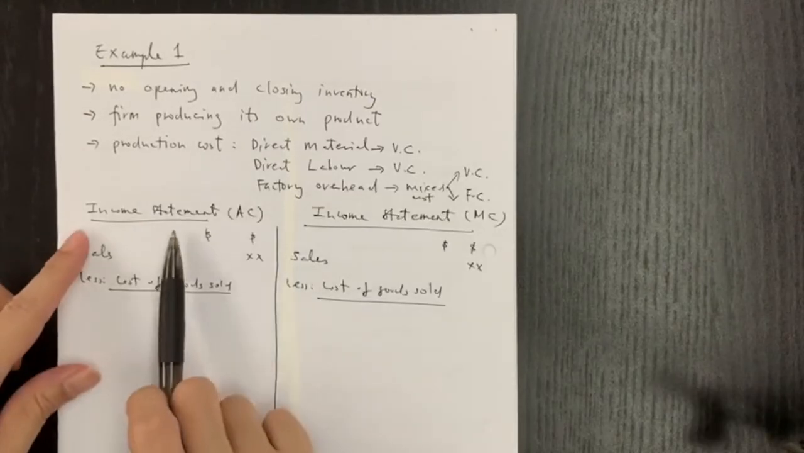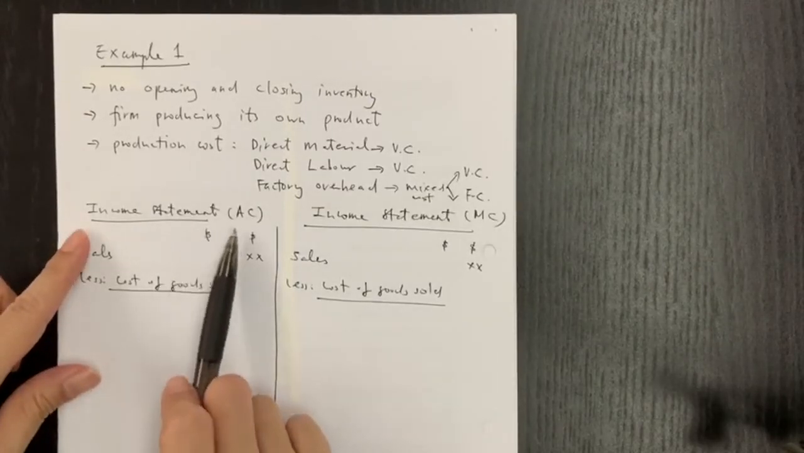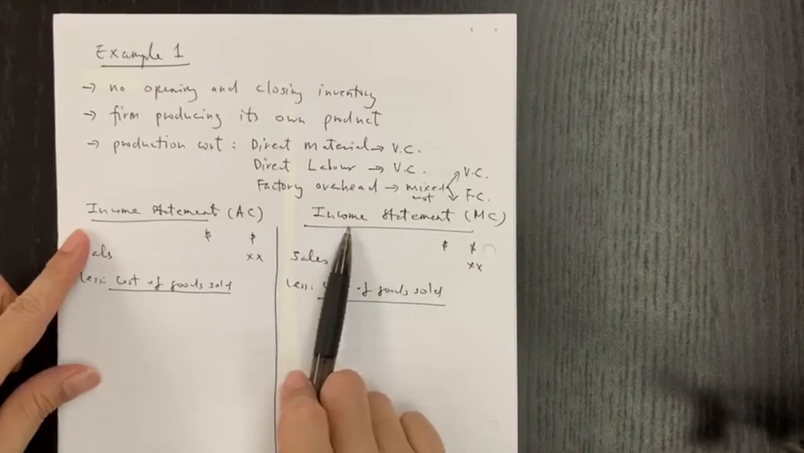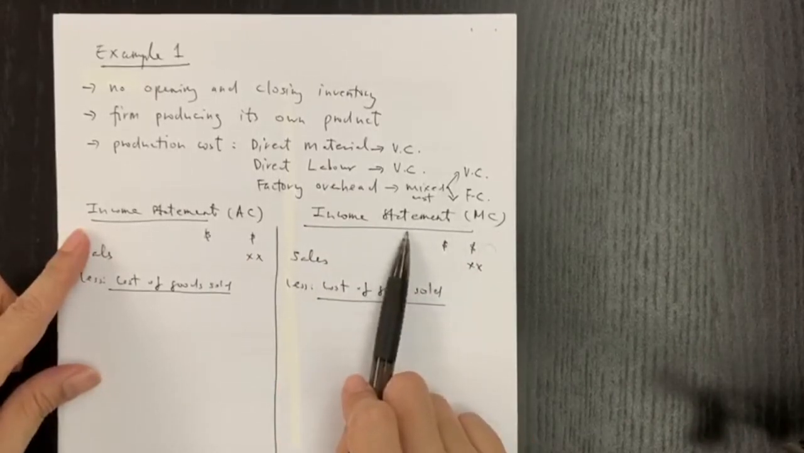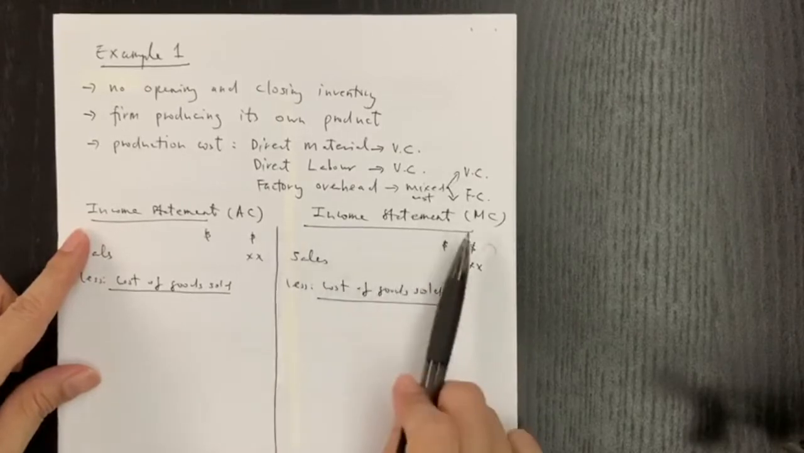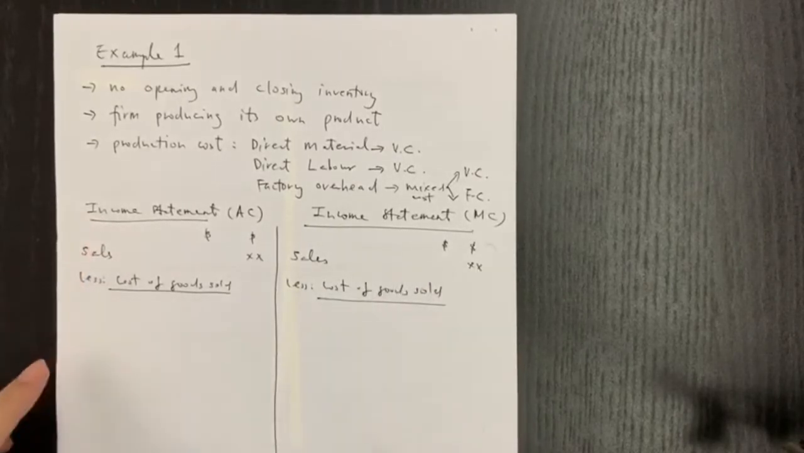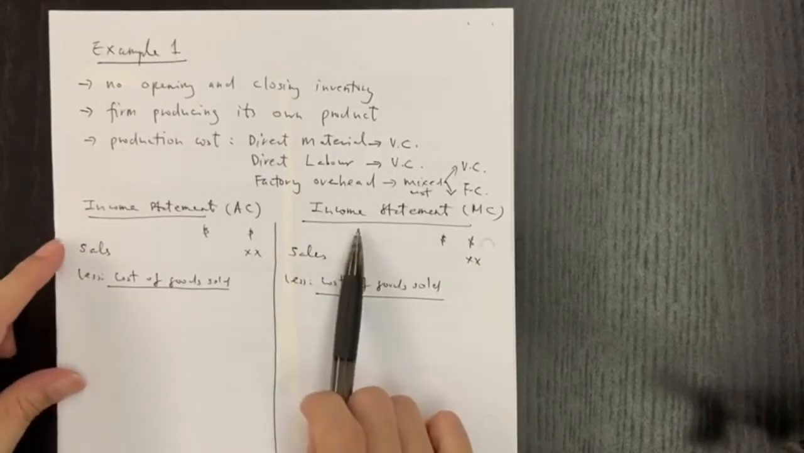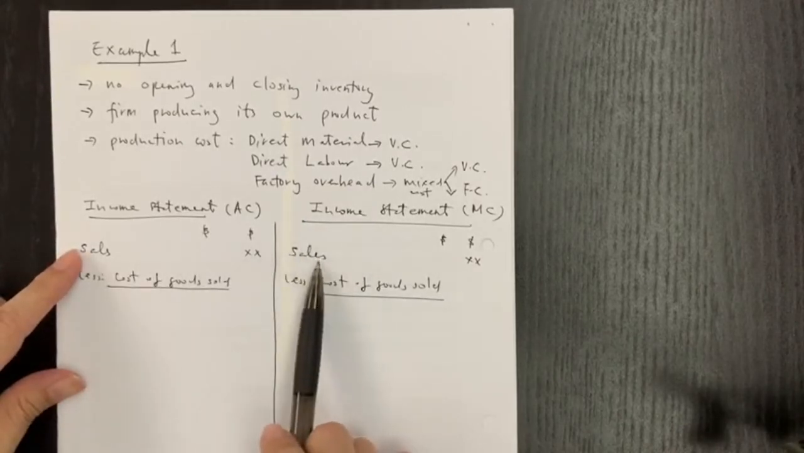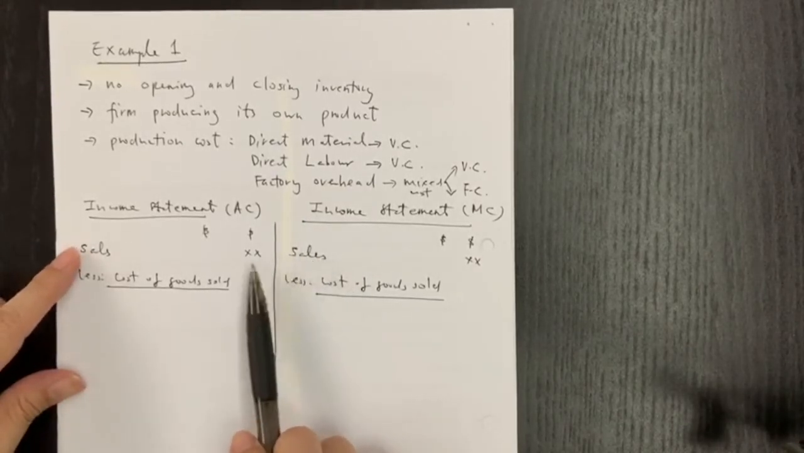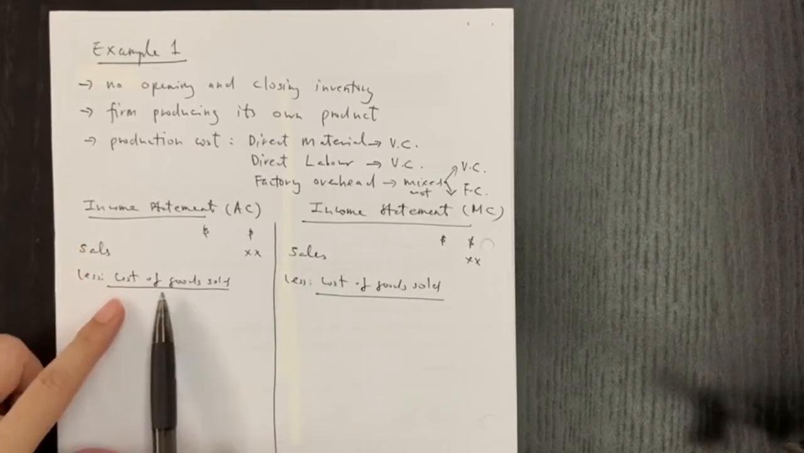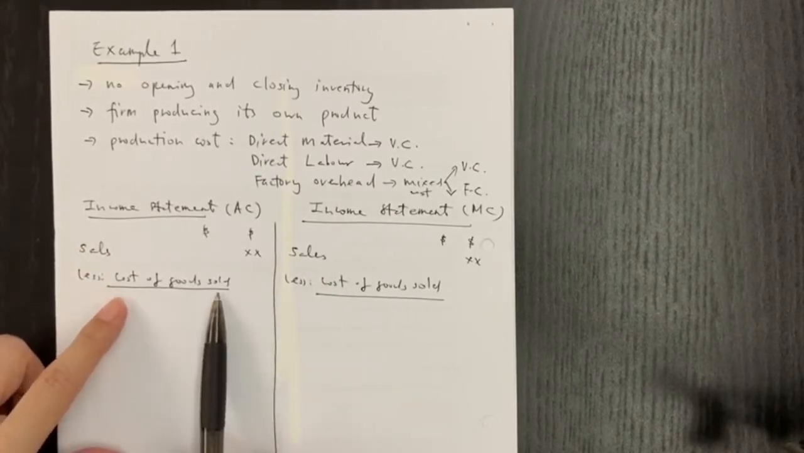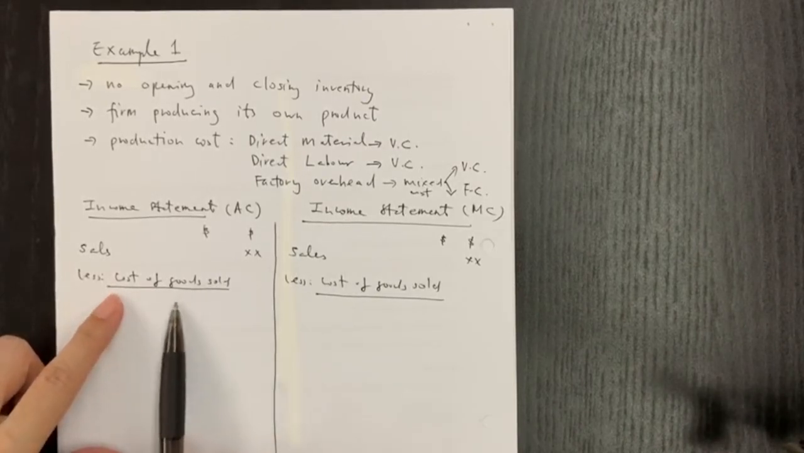Okay, next I'm going to show you the income statement under absorption costing and the income statement under marginal costing so that you will know the difference between absorption costing and marginal costing. Okay, so the first item in the income statement, we have sales, and then also we have sales here. Okay, there is no difference between sales. All right, so next, what about cost of goods sold? Okay, since we don't have opening and closing inventory, the cost of goods sold will simply be the production costs.